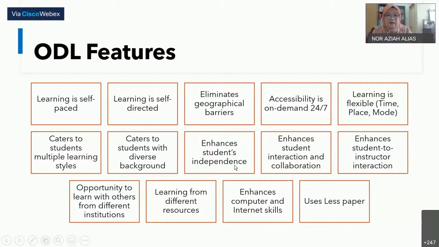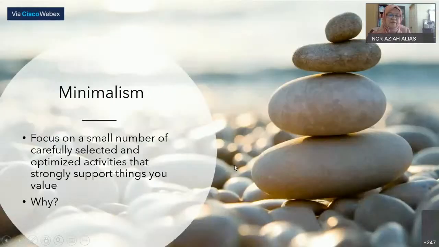So that's why, with all these issues among students, lecturers and so on, and connectivity and all, I think that minimalism should come in. Meaning, what is minimalism? Not minimizing, but minimalist means we focus on a small number of carefully selected and optimized activities that strongly support things you value.